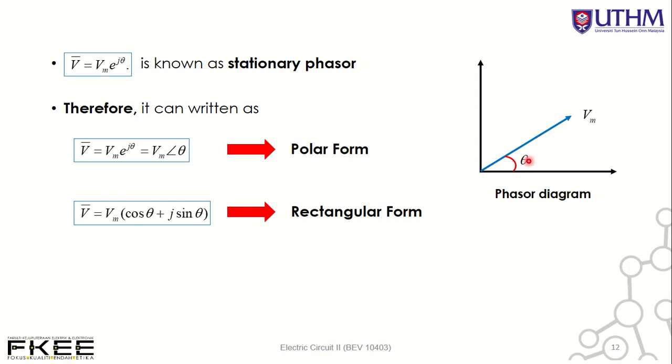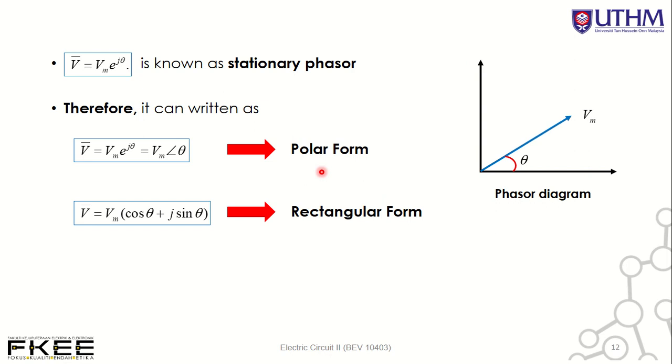This is a phasor diagram. How to draw a phasor diagram? This is the real axis, this is the imaginary axis. This is Vm, magnitude and angle theta. Theta, this is 0, angle positive, let's say positive 10, positive 20 maybe. This is 90. This one we call polar form.